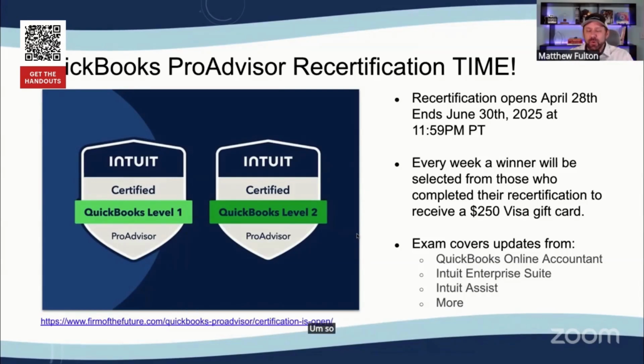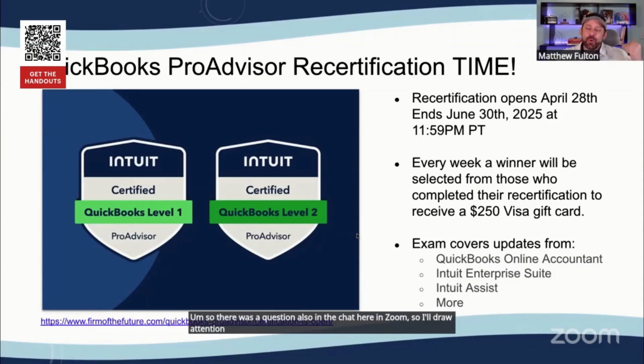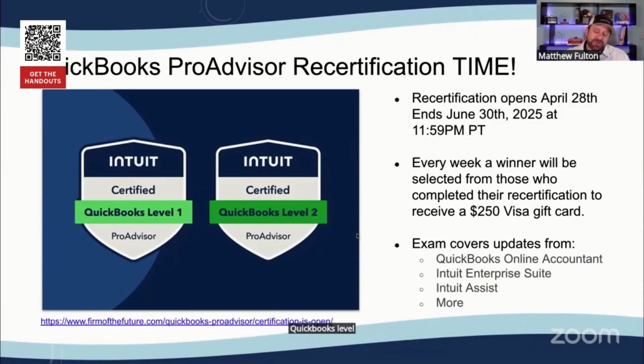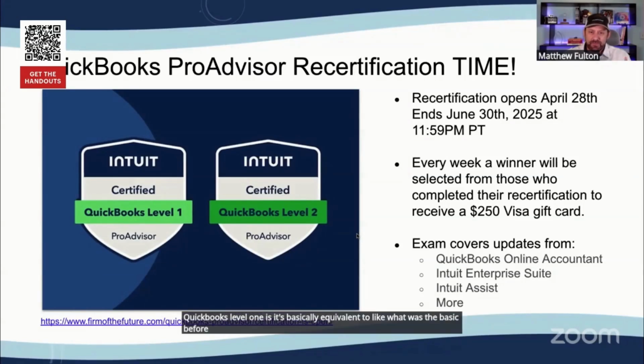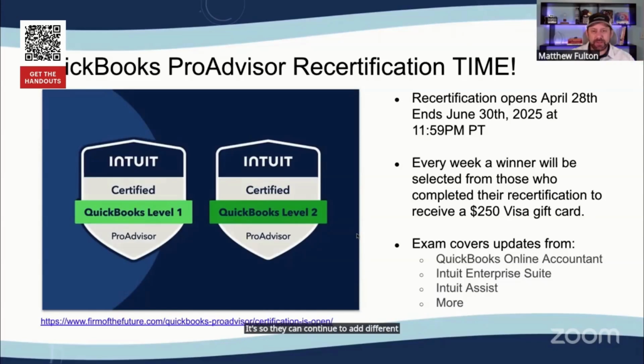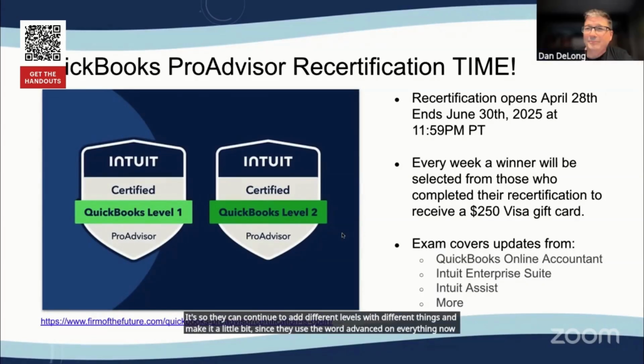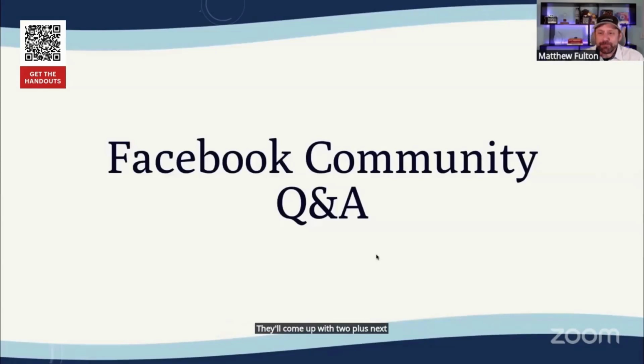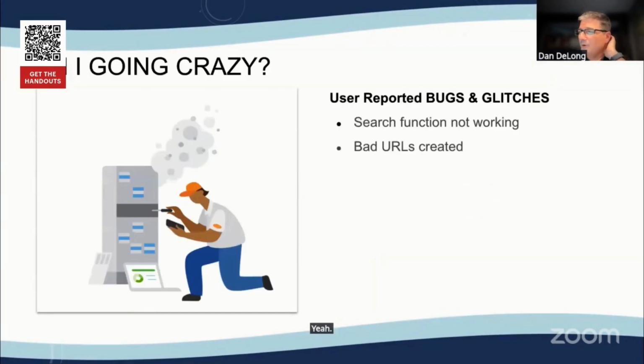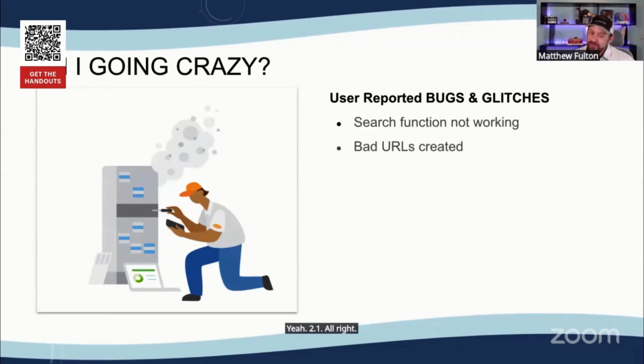So there was a question also in the chat here in Zoom, so I'll draw attention to it as well. QuickBooks Level 1 is basically equivalent to what was the basic before. Level 2 is equivalent of the advanced. It's so they can continue to add different levels with different things and make it a little bit easier, since they use the word advanced on everything nowadays. One less thing to call advanced. Yeah. They'll come out with 2+ next, so that'll be good. Right. 2.1.